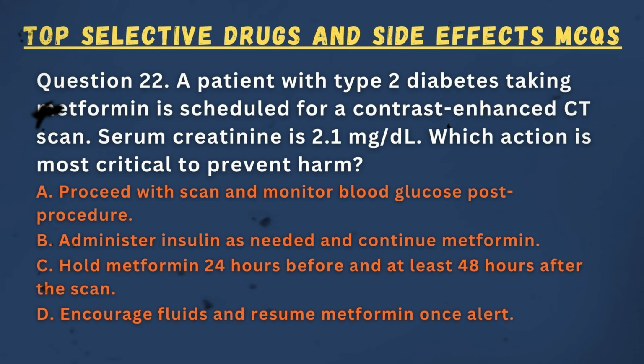Question 22. A patient with type 2 diabetes taking metformin is scheduled for a contrast-enhanced CT scan. Serum creatinine is 2.1 milligrams per deciliter. Which action is most critical to prevent harm? A. Proceed with scan and monitor blood glucose post-procedure. B. Administer insulin as needed and continue metformin. C. Hold metformin 24 hours before and at least 48 hours after the scan. D. Encourage fluids and resume metformin once alert.